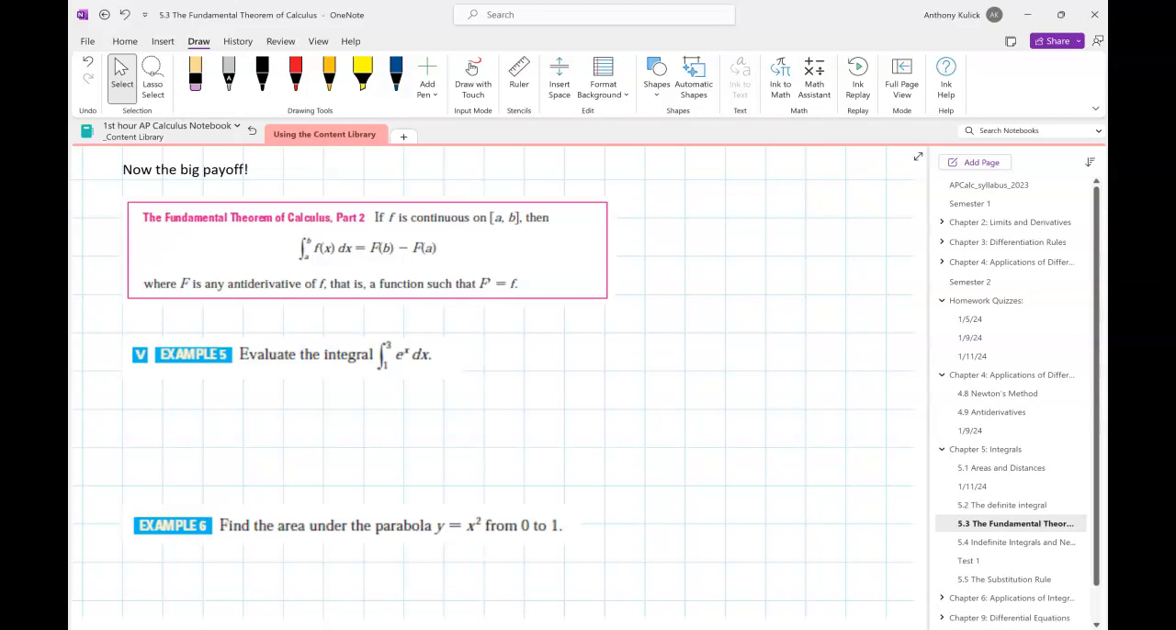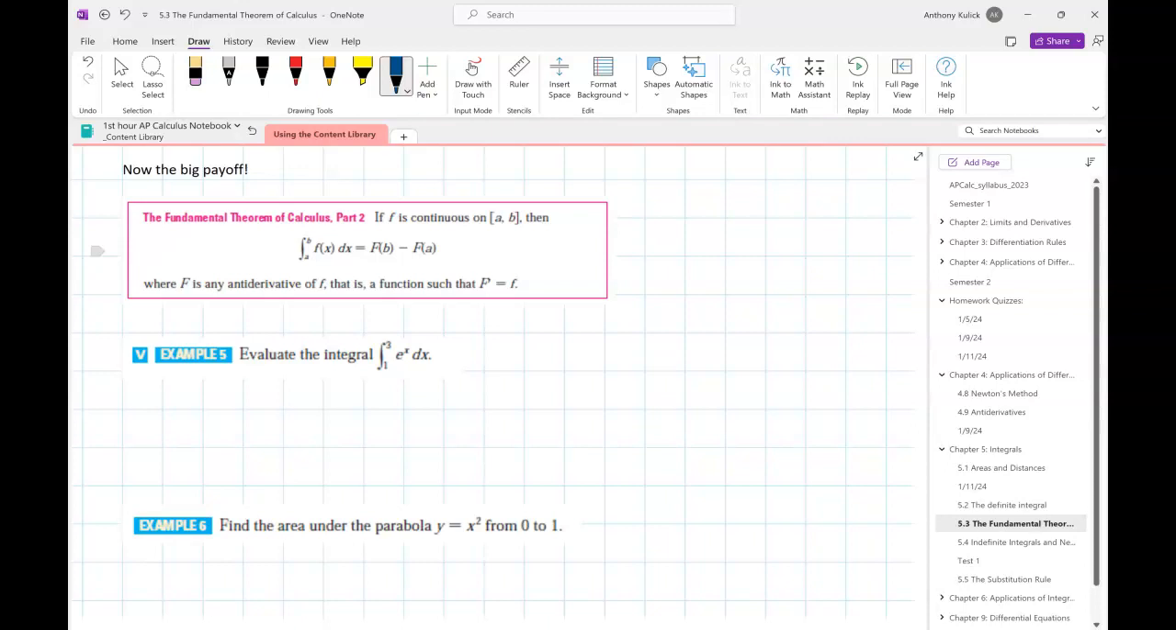Yeah. So here it says if f is continuous on the closed interval a, b, then the integral from a to b of f of x dx is the antiderivative of f evaluated at b minus the antiderivative of f evaluated at a. So this is now connecting this idea of the integral back to the antiderivative. So let's do a couple of examples.